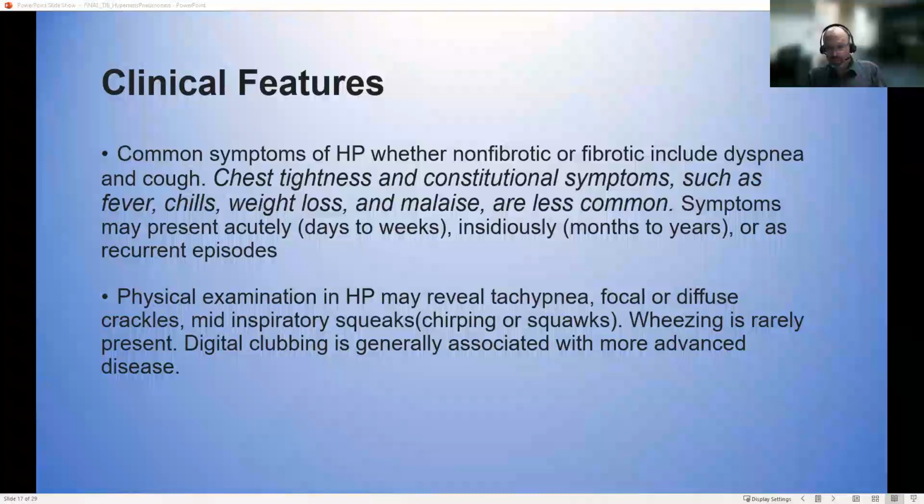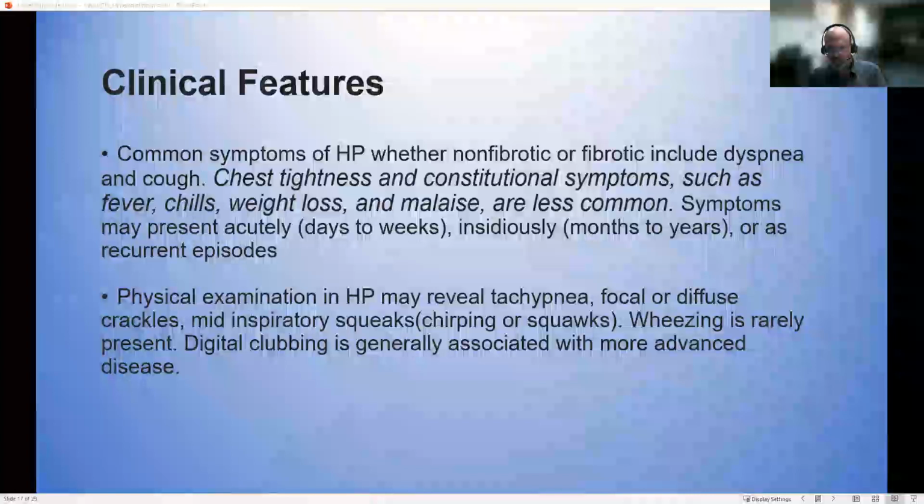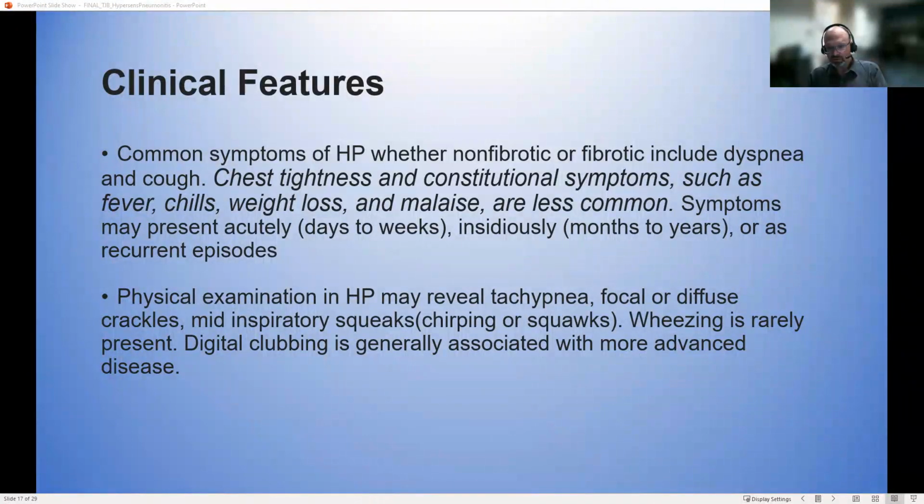Physical exam, some may have findings, may have tachypnea, focal or diffuse crackles, mild inspiratory squeaks, chirping or squawks. Wheezing is rare. And for more evolved disease, digital clubbing can be seen.